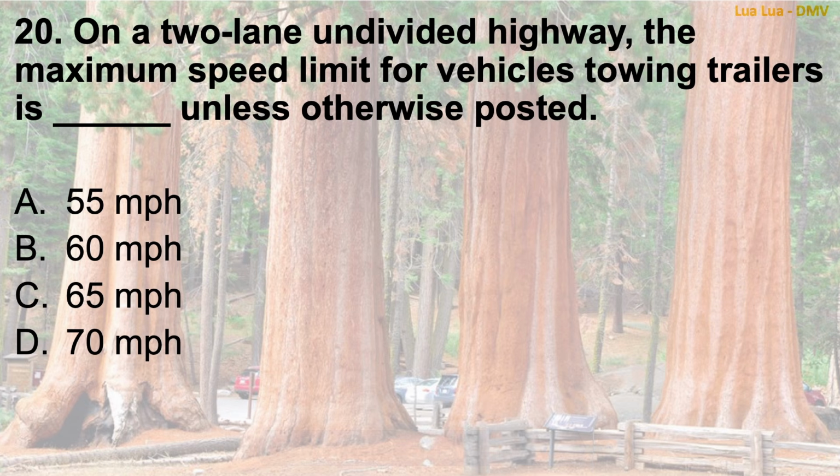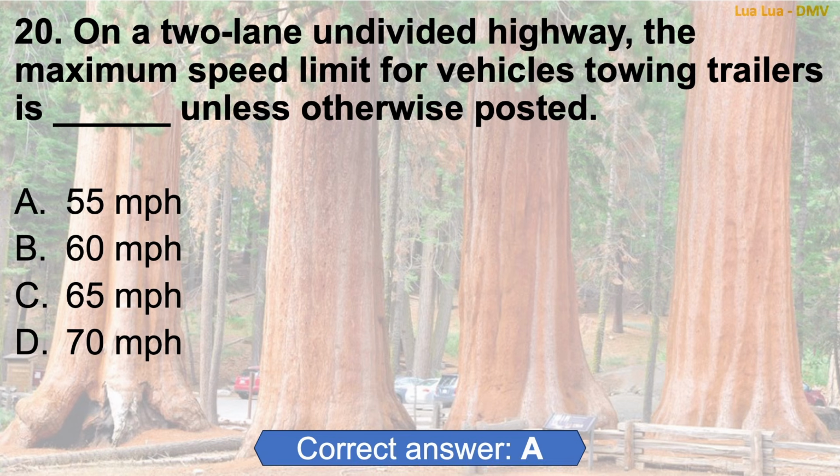Question 20. On a two-lane undivided highway, the maximum speed limit for vehicles towing trailers is blank, unless otherwise posted. A. 55 miles per hour. B. 60 miles per hour. C. 65 miles per hour. D. 70 miles per hour. The correct answer is A. 55 miles per hour.